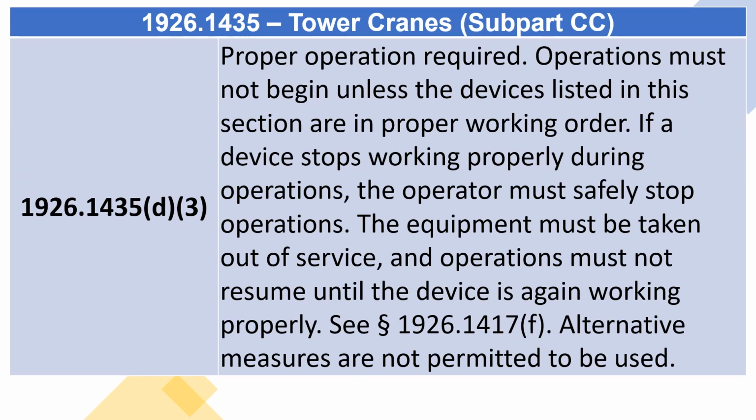1926.1435(d)(3). Proper operation required. Operations must not begin unless the devices listed in this section are in proper working order. If a device stops working properly during operations, the operator must safely stop operations. The equipment must be taken out of service, and operations must not resume until the device is again working properly. See Section 1926.1417(f). Alternative measures are not permitted to be used.